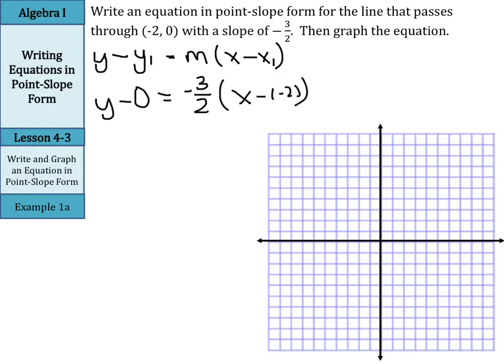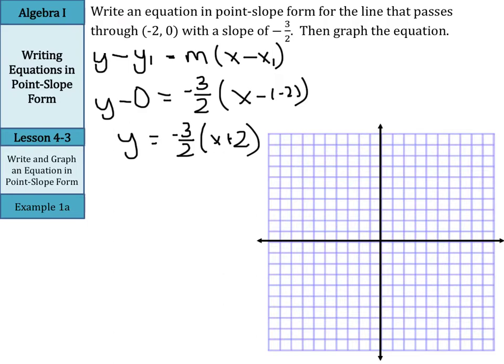Now let's go ahead and simplify this. We have y minus 0 is just y equals -3/2 times x. Now minus a negative 2 is the same thing as plus 2. So here's our equation in point-slope form: y equals -3/2 times the quantity x plus 2. We go to graph the line.